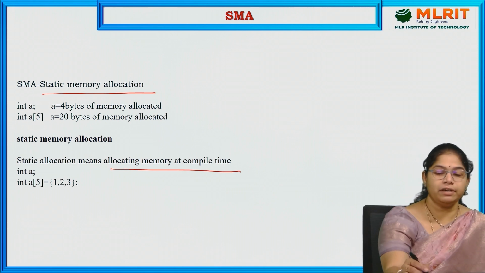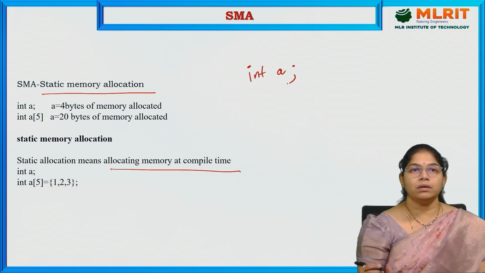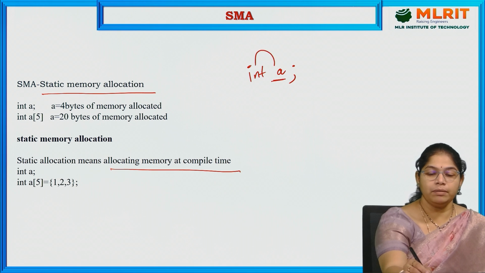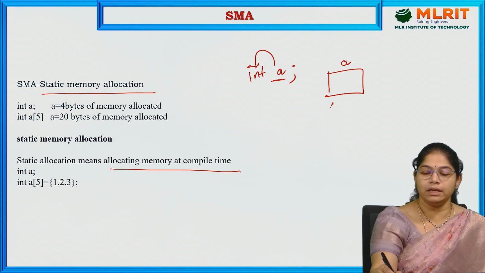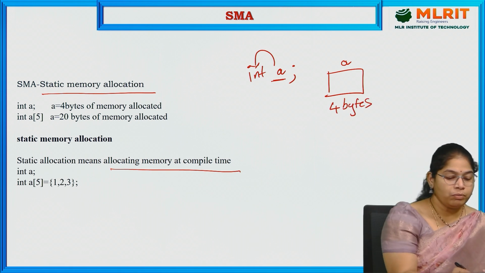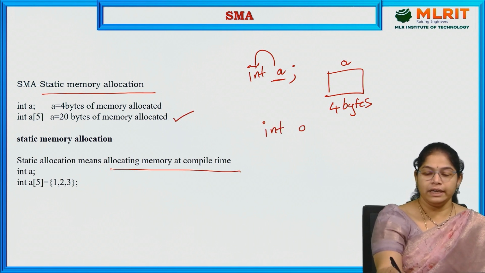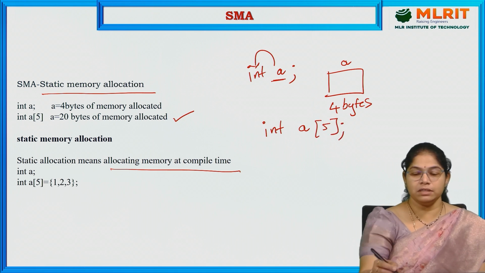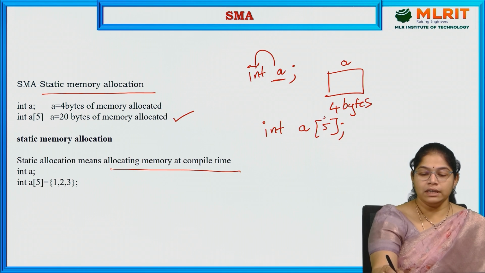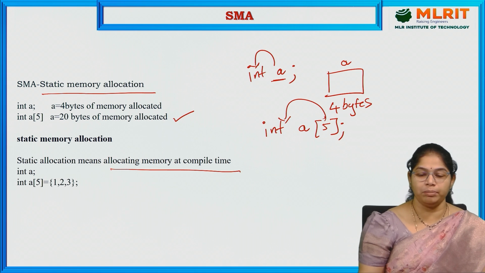Let us suppose I declared a variable like int a. The variable is of type integer. At compile time, for this variable a, 4 bytes of memory is allocated. Let us see one more example: consider an array variable a. The size of the array is 5. That means this array can hold 5 values of type integer.